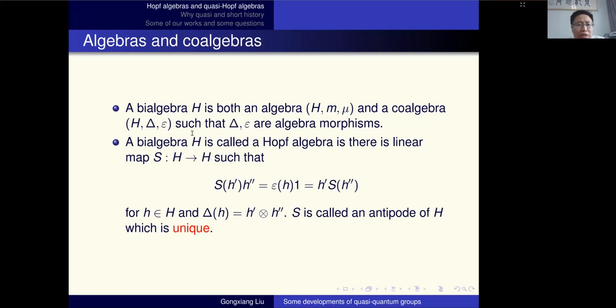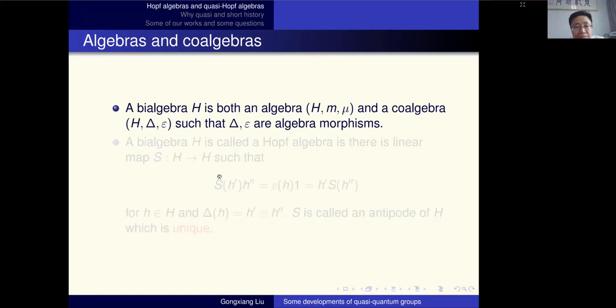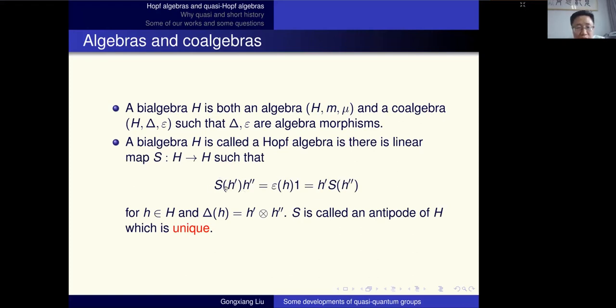So what is the meaning of Hopf algebra? A Hopf algebra is just a bi-algebra plus another linear map. We call it the antipode. The definition of antipode is just the following equation: S(h') h'' equals this. Why do we call it antipode? If you want to understand it, I recommend you find the prototype example of Hopf algebra. The original example of Hopf algebra comes from the sphere, a three-dimensional sphere. You can find the antipode just means we take the antipodal point. So that's the reason why we call it antipode.